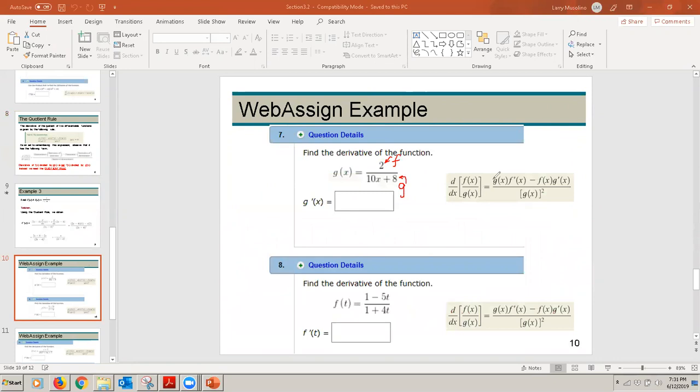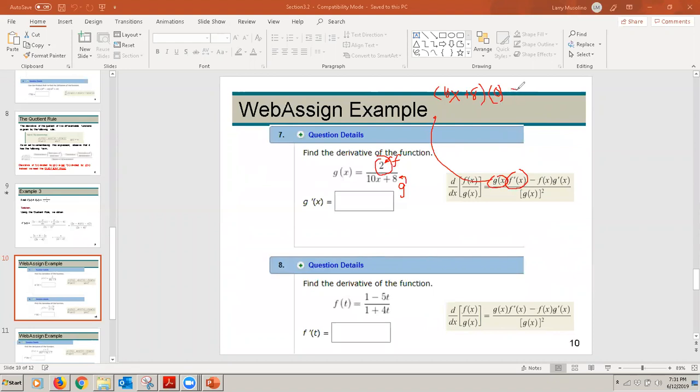All right, let's work out the derivative using the quotient rule. Quotient rule says start out with g of x. So g of x is just going to be the bottom, the denominator, which is 10x plus 8, times the derivative of the top. But the derivative of the top is the derivative of 2, and the derivative of a constant is just 0. So the derivative of 2 is 0.